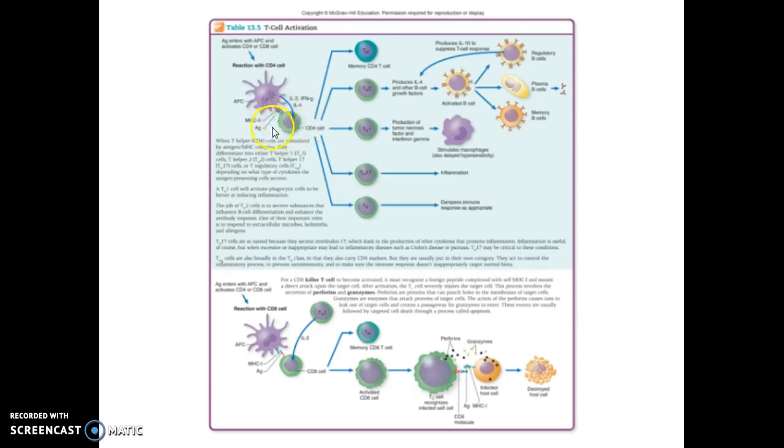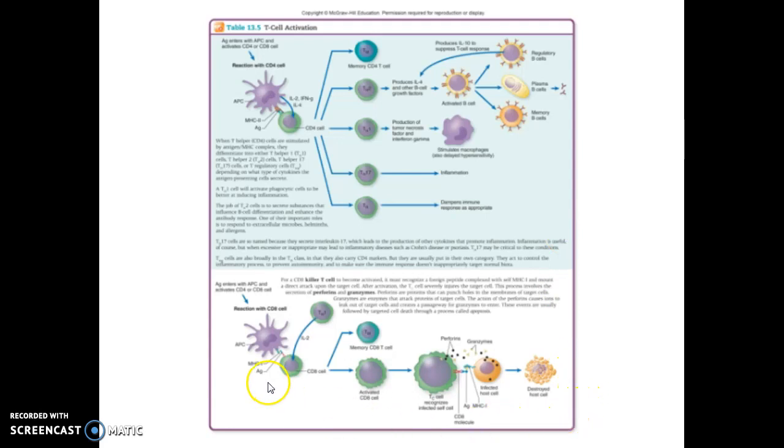And so it's at this point where it can differentiate into these different types of T cells, and then it can continue to do its job. So the T helper 1 cells activate macrophages. Not that you need to know that, but there are specific roles for each of them. All right, produce IL-4 and other B cell growth factors, so that it can activate this B cell. The B cell will then go on to be either a regulatory B cell, a plasma cell that secretes antibodies, or a memory B cell.